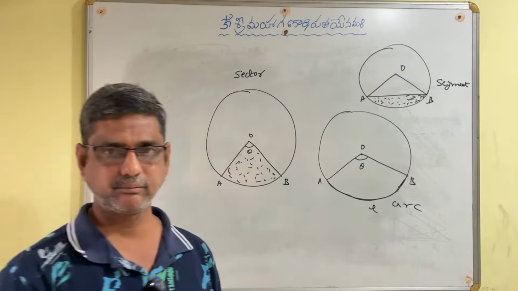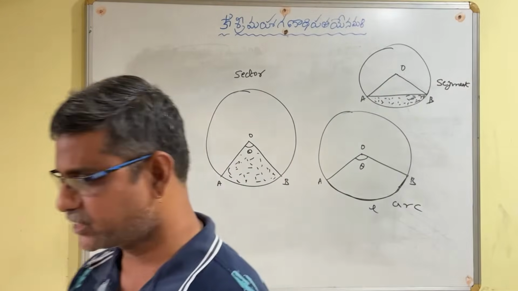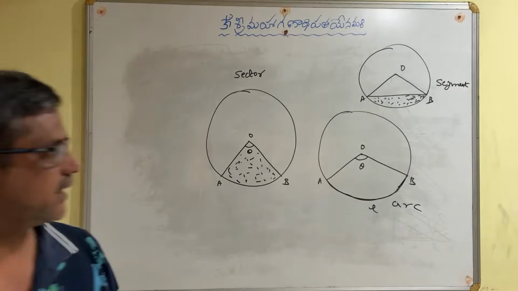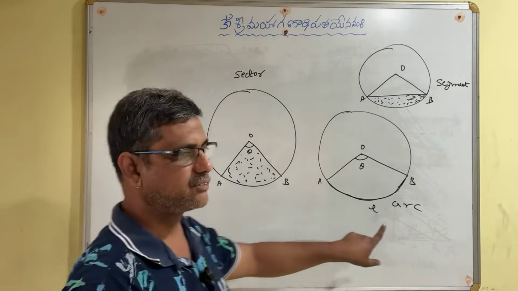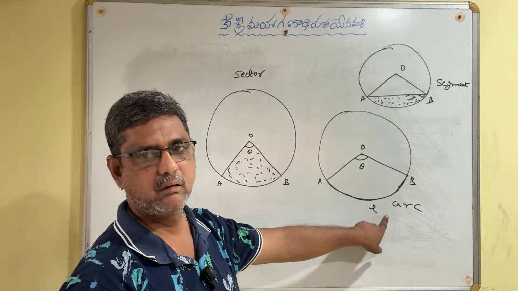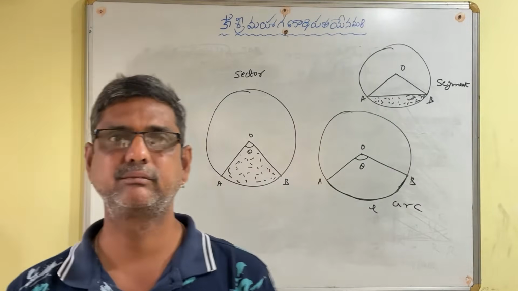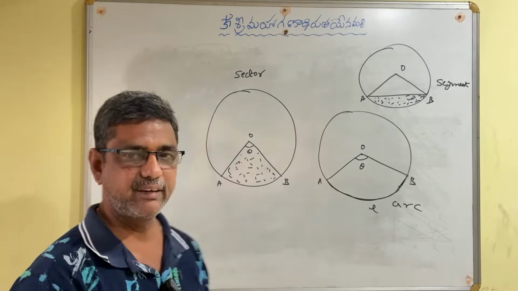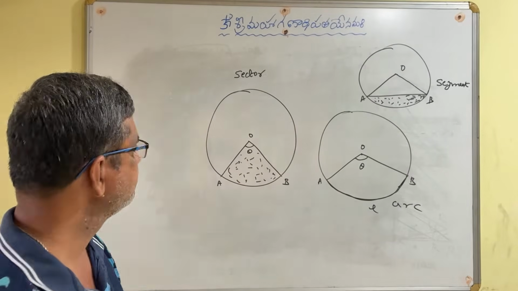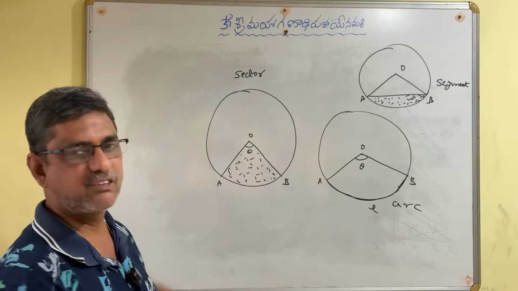Mahaganathipataye Namaha. I drew three pictures on the board. One is a sector, the other one is an arc, the other one is a segment. First, we'll talk about these three figures. Okay. First, coming to this one, sector. What is a sector?